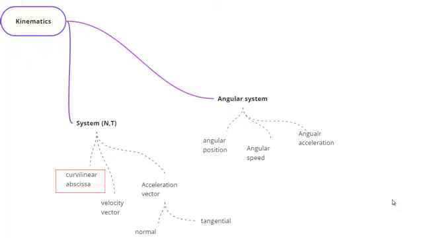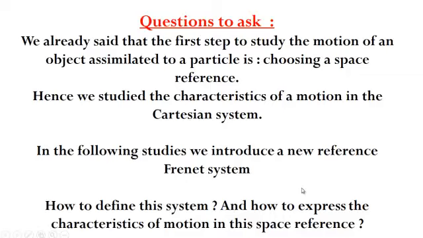We studied the motion of an object in the XY system, in the Cartesian system. Now we'll be studying the motion of the object in the NT system. This is what we call the Frenet system. Studying this motion means studying the position, the velocity, and the acceleration. First we'll define what we mean by this system.